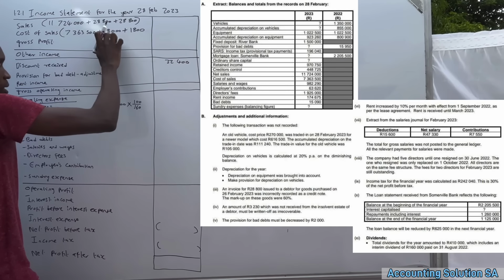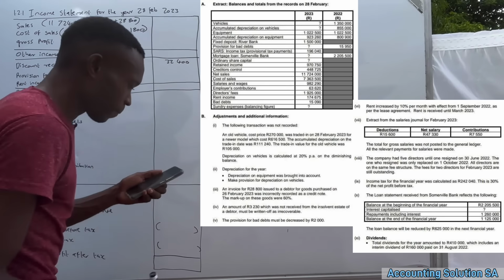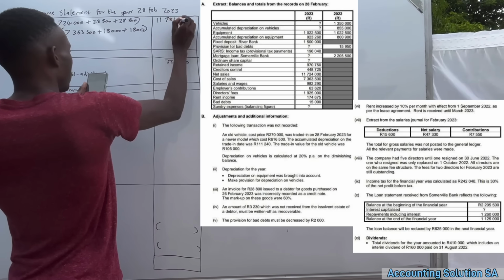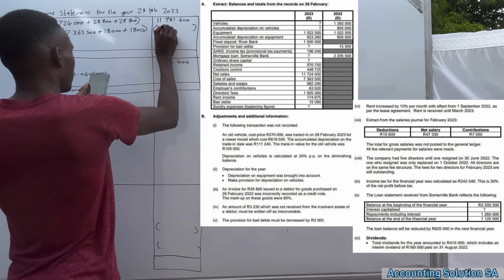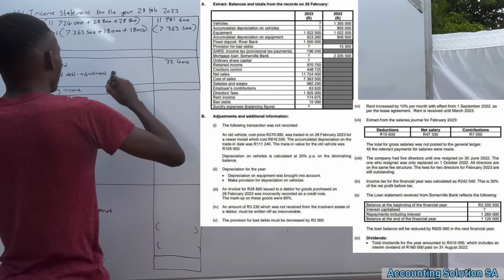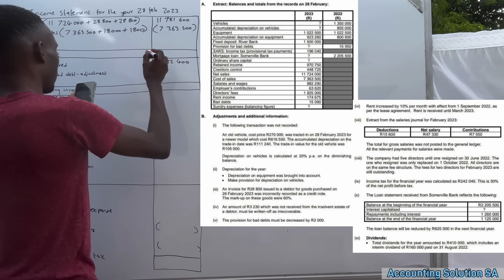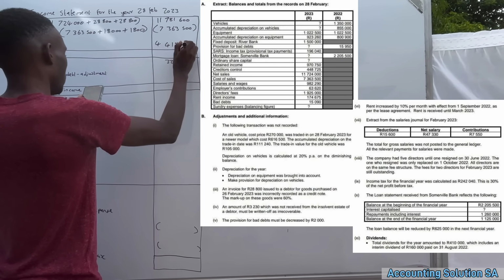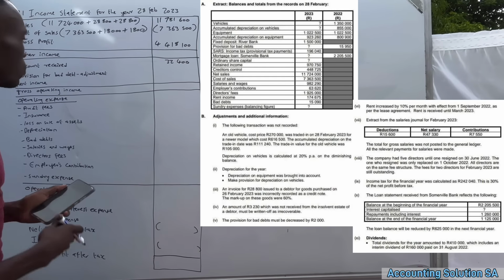Then you will get this one, and you also double it like the one that we did on the previous one. Okay, then the total on this side will be 11,781,600, and the other one 7,363,500. Okay, then gross profit, you just take this one minus this one, and you're going to get 4,418,100.